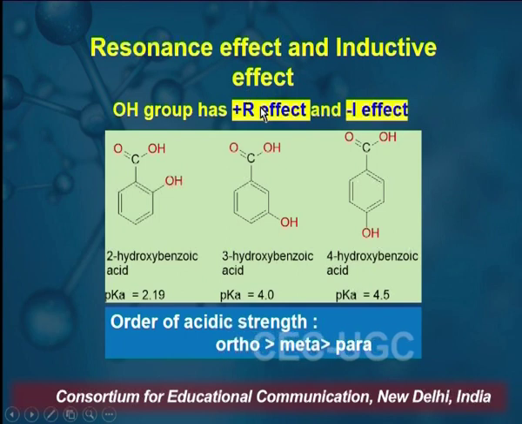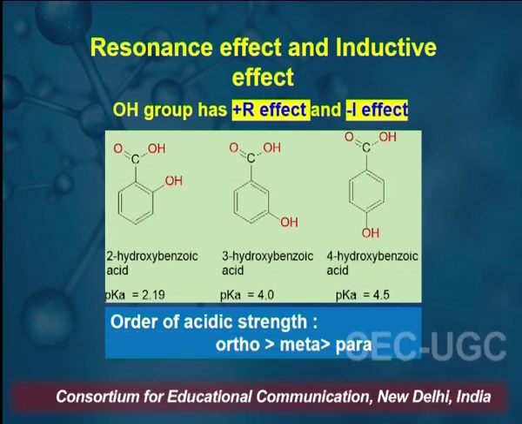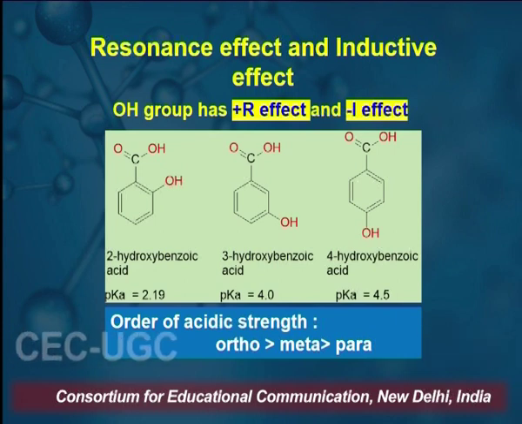The next is the case of 2-hydroxybenzoic acid or ortho-hydroxybenzoic acid, meta-hydroxybenzoic acid and para-hydroxybenzoic acid. Here the substituent is the OH group. Now, this OH group has a plus R effect and a minus I effect. We discussed earlier that it is the resonance and the inductive effects which will be the governing factors. As we have discussed earlier, electron withdrawing groups increase the acidic strength, and electron releasing groups decrease the acidic strength.